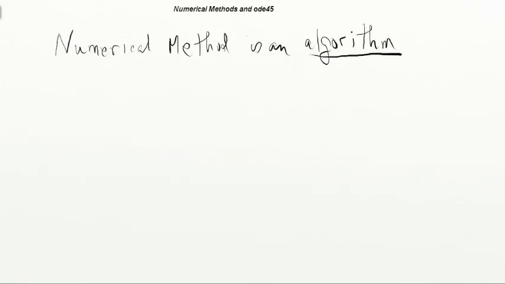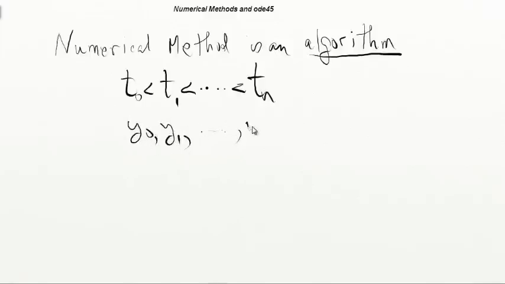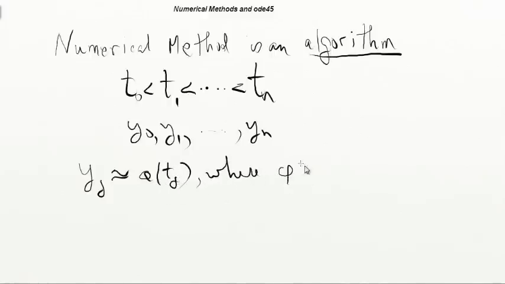Well, as it says here, a numerical method is an algorithm for generating two sequences of points, t0 less than t1 less than up to tn, and corresponding y0, y1 up to yn, with the property that y sub j is approximately equal to phi at tj, where phi is the unique solution of the IVP that you're considering.